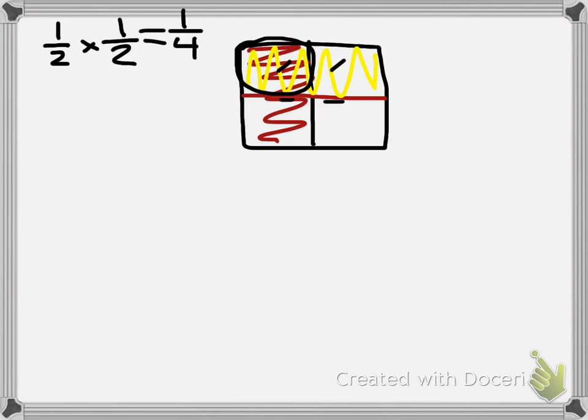So a couple things to notice here. When we did a part of a part, the answer got smaller because that's half of a half. So the answer actually got smaller. Well, when we do decimals today, when we multiply decimals, it's exactly the same concept. So let's take a look at that really quick.